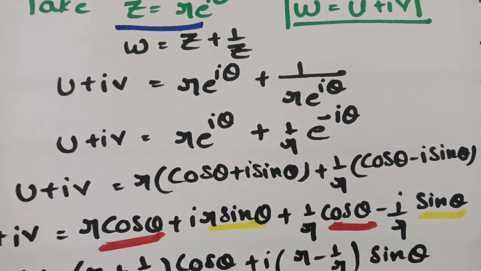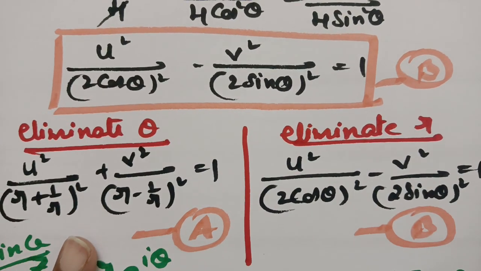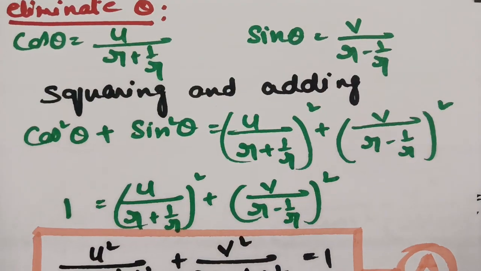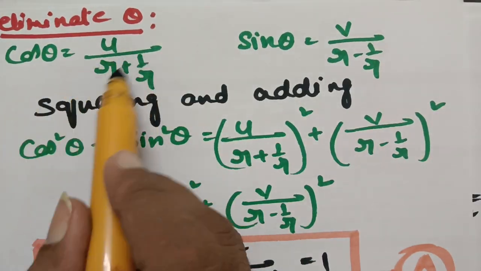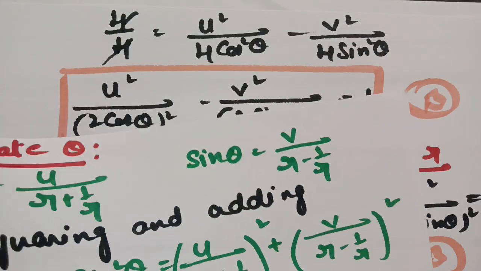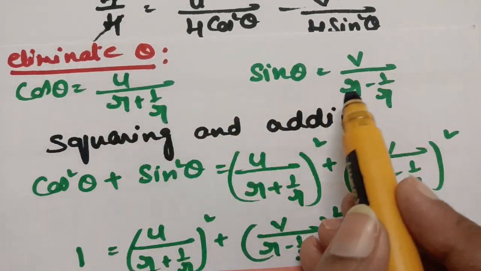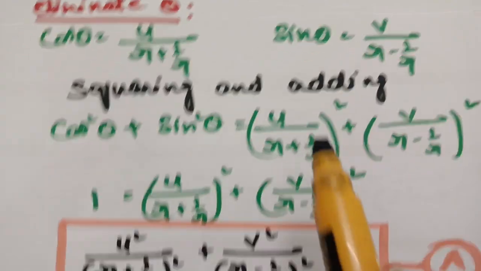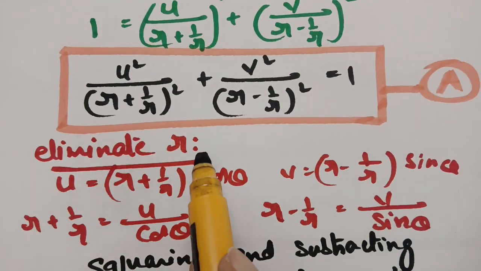After getting the u and v values, see after eliminating theta, cos theta is equal to u by r plus 1 by r, and sin theta is equal to v by r minus 1 by r. Squaring and adding, we got this equation, which is very important. Name it as a.